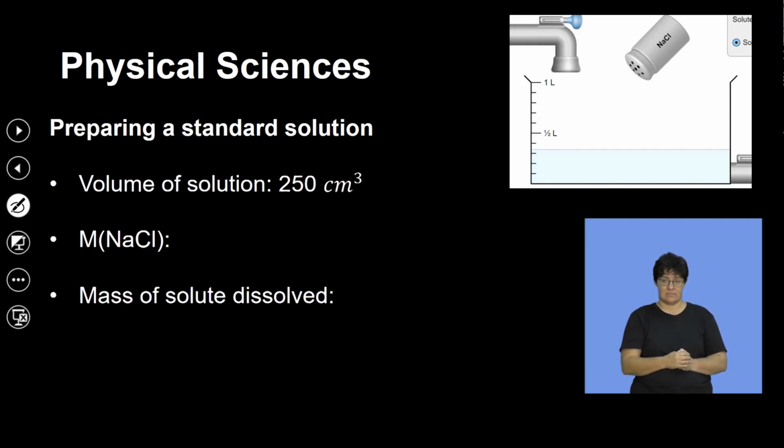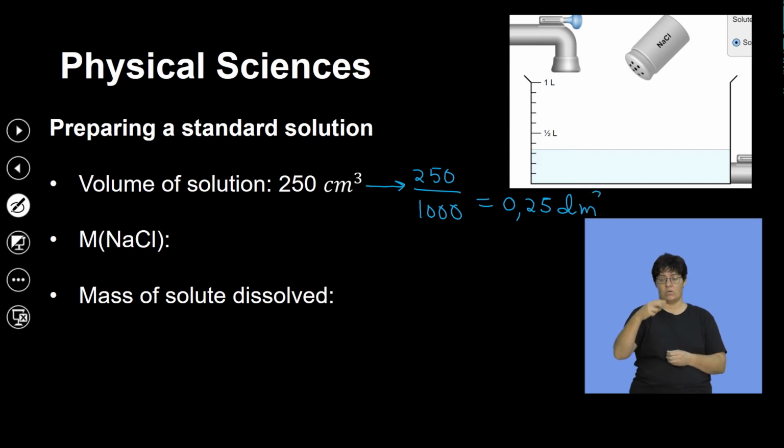So let's go through the steps. First of all, we have the volume. The volume is 250 cubic centimeters, but do we need to convert this? Yes. So 250 divided by 1,000, because in a cubic decimeter there are 1,000 cubic centimeters. This gives us 0.25 cubic decimeters, which is a quarter of a liter or a quarter of a cubic decimeter.